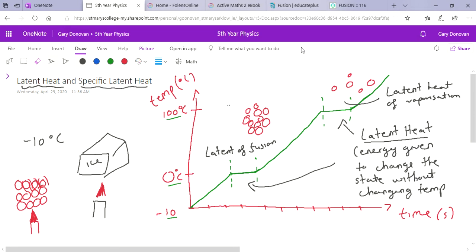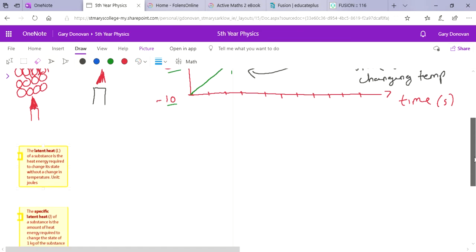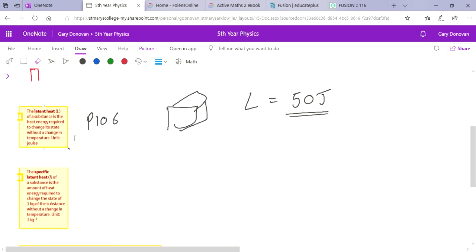The definitions that you need to learn are on pages 105 and 106 of your textbook. The first one you need to learn, sorry that's a little bit small, but you can pause the video and have a look: the latent heat of a substance is the heat energy required to change its state without changing its temperature, and the unit is joules. It's on page 106. What that means is, if a block of ice had a latent heat L of 50 joules, it takes 50 joules of energy to change all of that ice to water.